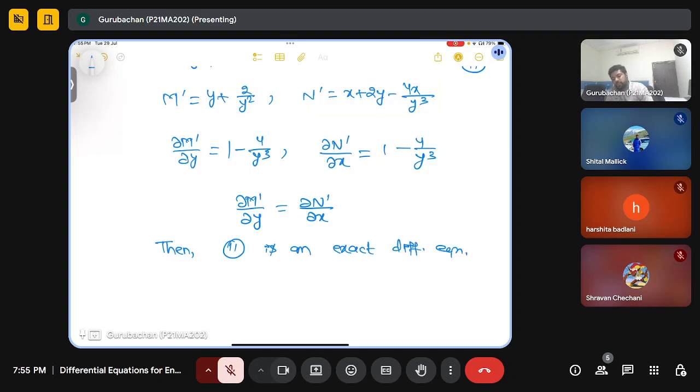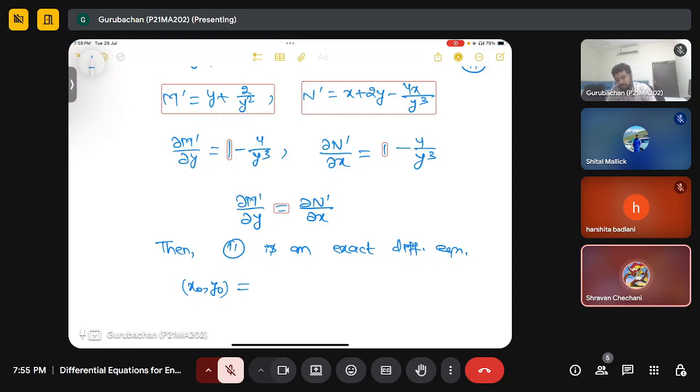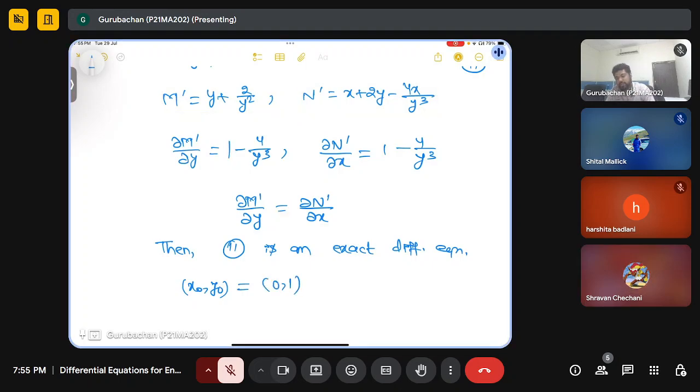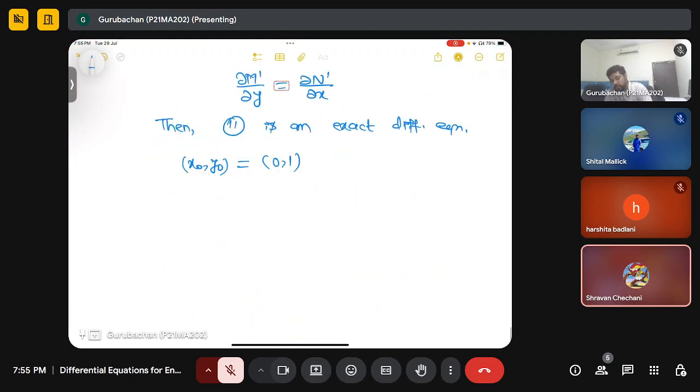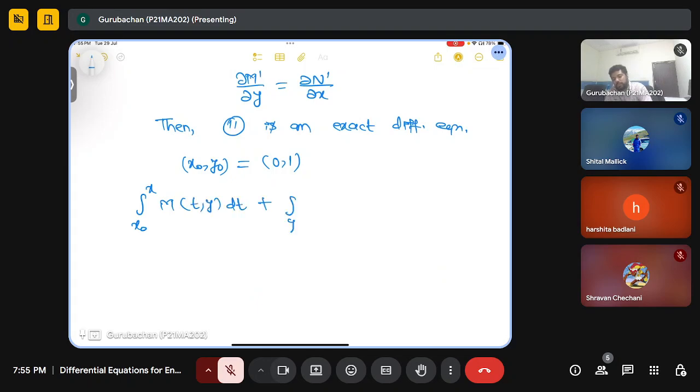Sean, this time let me know what will be your x naught, y naught. Sir, 0 comma 1. 0 comma 1. Why 0 comma 1? Why not 0 comma 0? Sir, y is in the denominator, so. Your answer will be integral from x naught to x of m at t, y dt plus integral from y naught to y of n at x naught, t1 dt1 is equal to some constant.